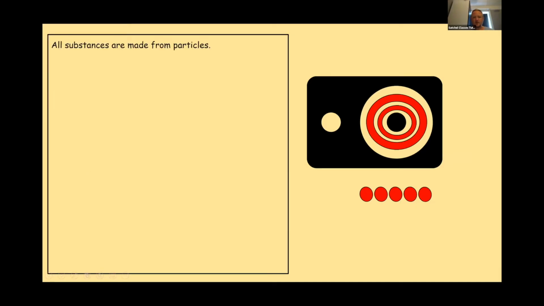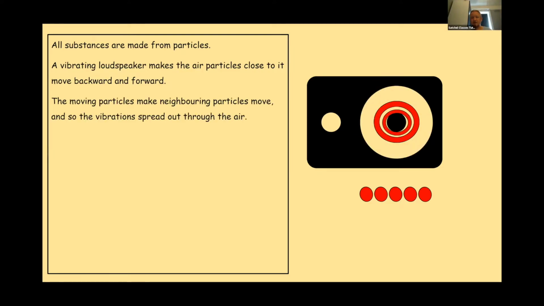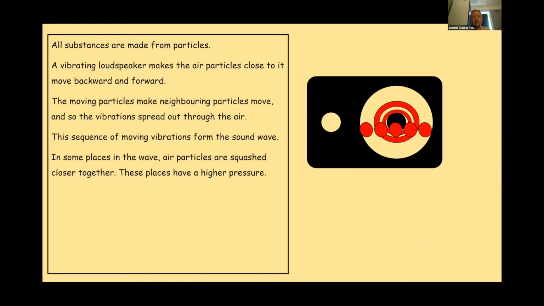All substances are made from particles. A vibrating loudspeaker makes the air particles close to the cone of the speaker move backward and forward when it's switched on and vibrating in time to music or a bit of speech. As that's vibrating, the particles in front of the cone move backward and forward in the air. The sequence of moving vibrations forms the sound wave.